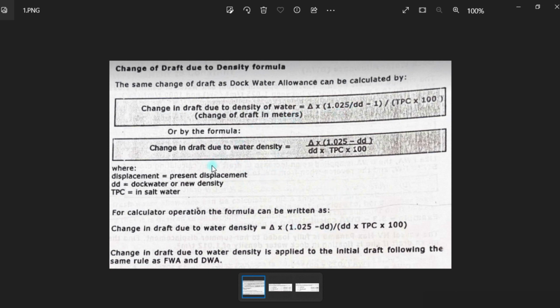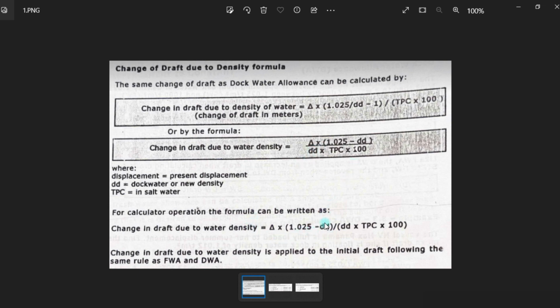So this is the formula, guys. Change of draft due to water density is your displacement times the salt water constant minus your present density, over your present density times your TPC, your present TPC, and times 100. This one is your present displacement, and this is your present density or dock water density, and TPC is of your current draft.